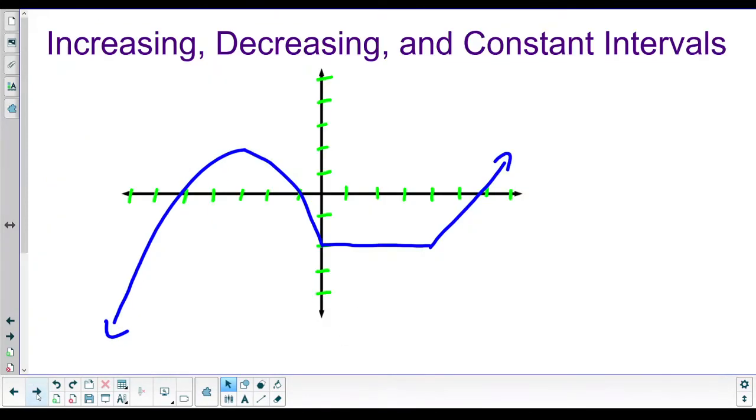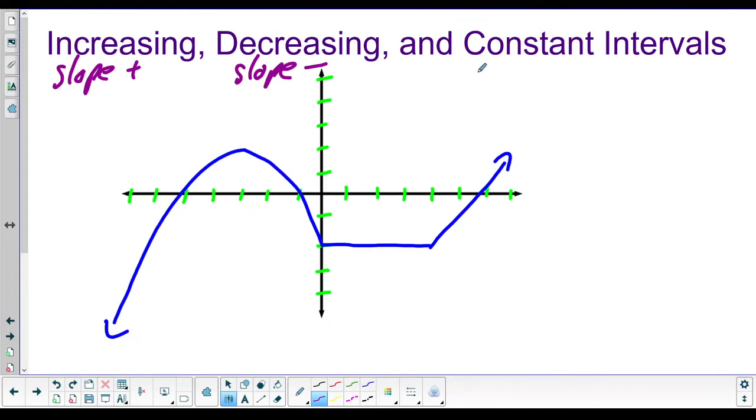Now we need to talk about increasing, decreasing, and constant intervals. So we want to know increasing. That means slope is positive. Decreasing means the slope is negative. And constant means the slope is 0. That's actually the symbol for null, but c'est la vie.